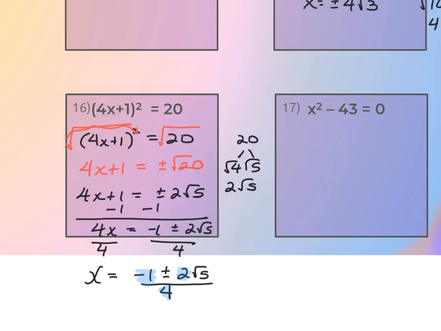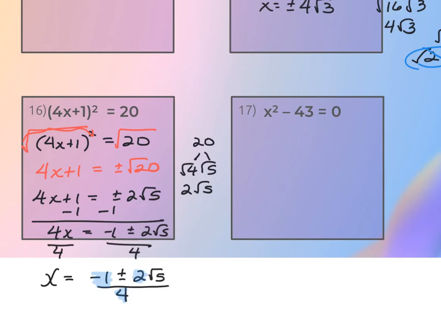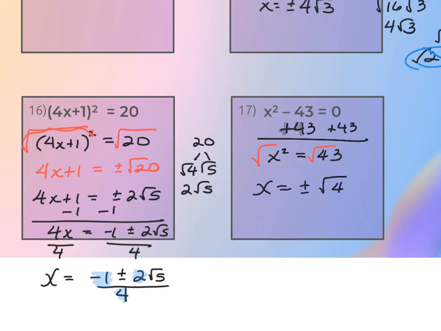Let's try number 17. Again, your first step would be to isolate the squared term. So I'm going to add 43 to both sides. I get x squared is equal to 43. Now I'll square root both sides. And then I get x is equal to plus or minus the square root of 43. 43 can't be broken down, so I leave it alone.